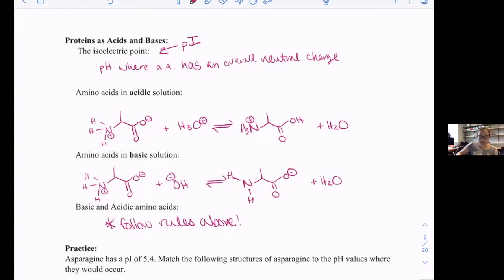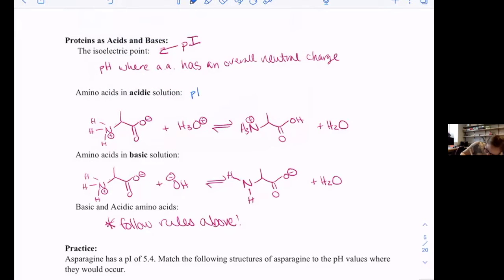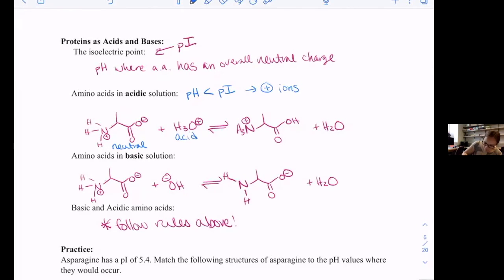So amino acids in acidic solution. If the pH of the solution is lower, less than the isoelectric point, you're going to have positive ions. So a neutral amino acid, alanine here, is neutral. It has a positive charge and a negative charge. If I then put it in acid, we then have a positive 1 overall charge associated to our molecule.